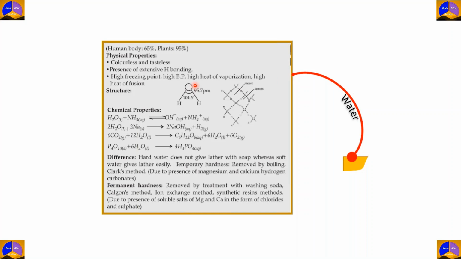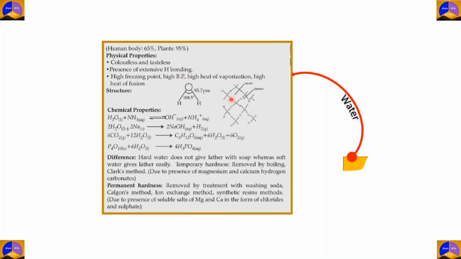Now, in the gaseous state, the distance between a hydrogen and oxygen atom in water is 95.7 picometers, and the angle between two of these bonds is 104.5 degrees. Now, this is due to the two lone pairs of oxygen.